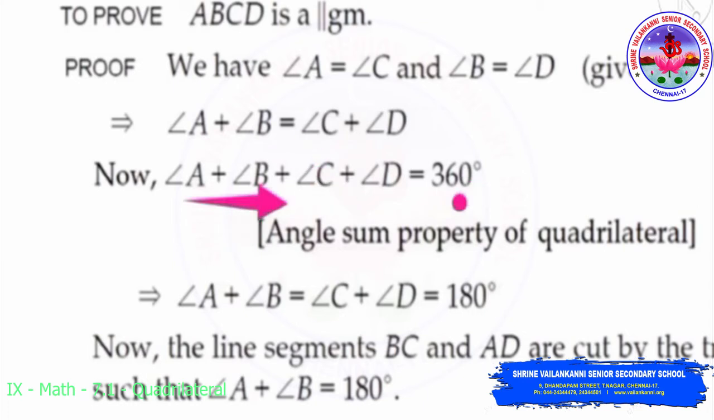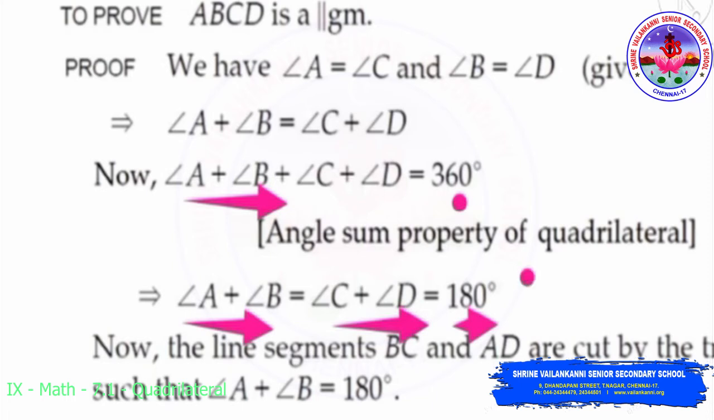So I will be getting angle A plus B is equal to 360 divided by 2, which is equal to 180 degree. We have shown already in the previous step, angle A plus B is equal to angle C plus D. So my angle C plus angle D will also be equivalent to 180 degree.